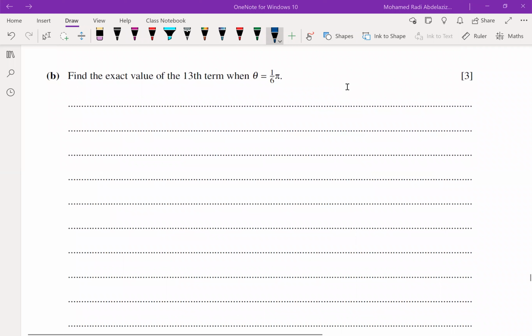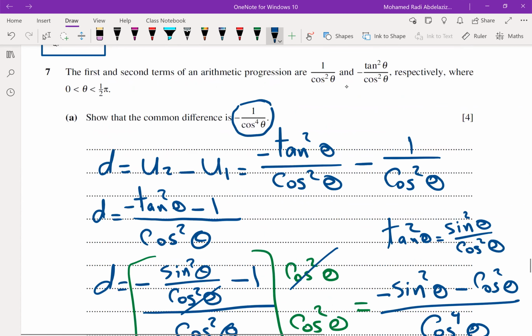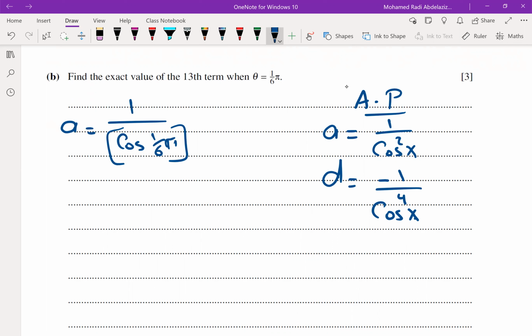Part B, find the exact value of the 13th term when theta is equal to 1 over 6 pi. We are dealing with arithmetic progression. You have to get the value of A and the value of D. The first term is 1 over cosine squared x, and D is minus 1 over cosine to the power of 4x. You can find the exact value of A. A is equal to 1 over cosine 1 over 6 pi, all squared.